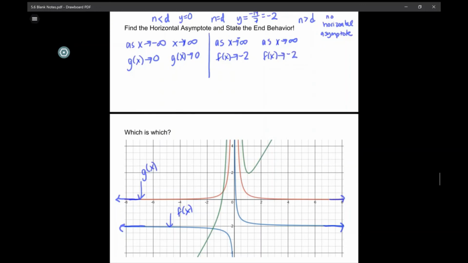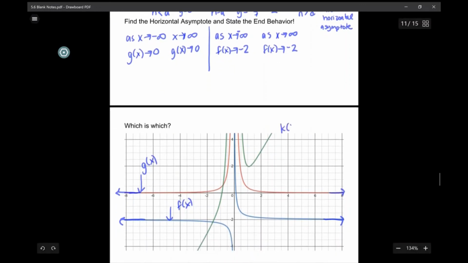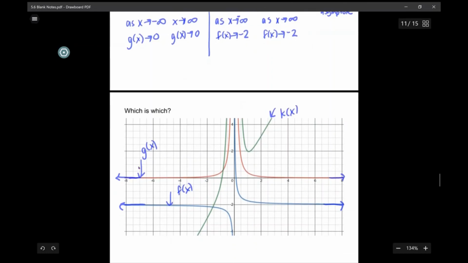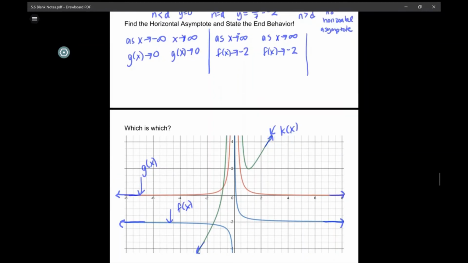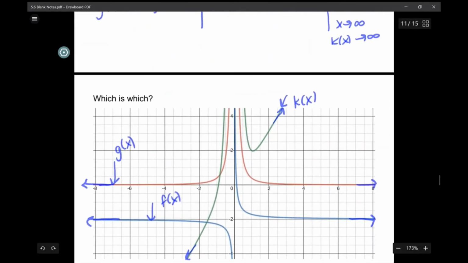So that leaves k of x to be the green one. K of x has got to be the green one. What's going on there for our end behavior? Well, this looks like it's going down to negative infinity, and this one's going up to positive infinity. So it's not approaching any horizontal asymptote. There is no horizontal asymptote to approach. We can just read this off the graph: as x goes to negative infinity, k of x goes to negative infinity, and as x goes to positive infinity, k of x goes to positive infinity. We don't have rules for this. I'm just looking at the graph and seeing what it appears to do. We don't have rules like we do for polynomials.